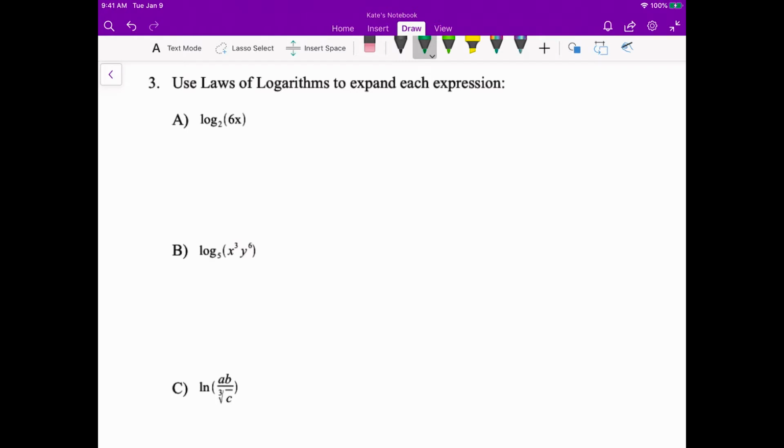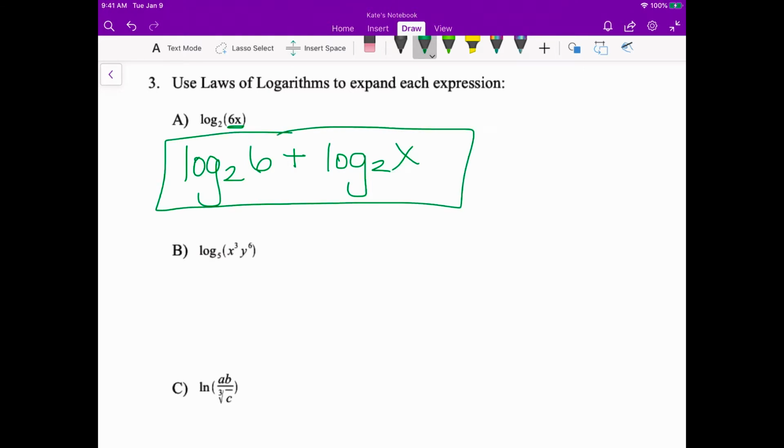So if we look at 3a, we have log base 2 of 6x. Since we are multiplying the 6 and the x, we break that apart using addition. So each piece that's being multiplied will get its own log with a base 2 because we're starting with log base 2. So we end up with log base 2 of 6 plus log base 2 of x. Nothing else can be simplified or broken apart, so this ends up being just our final answer.